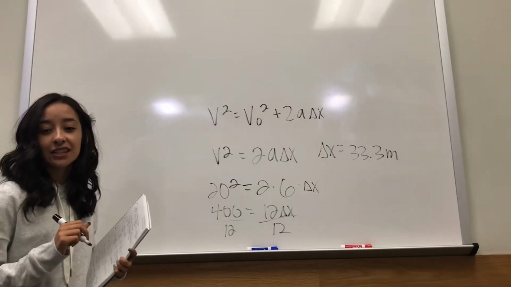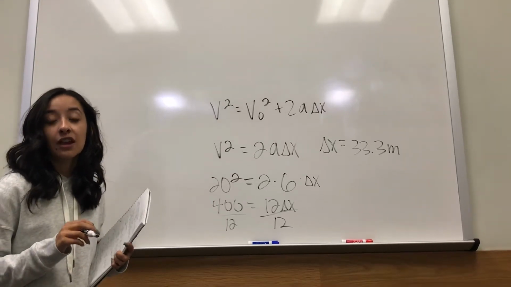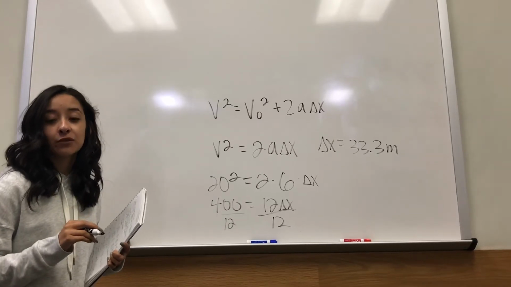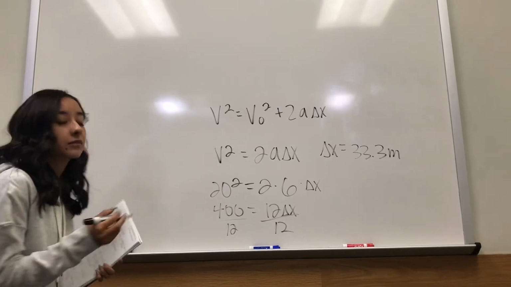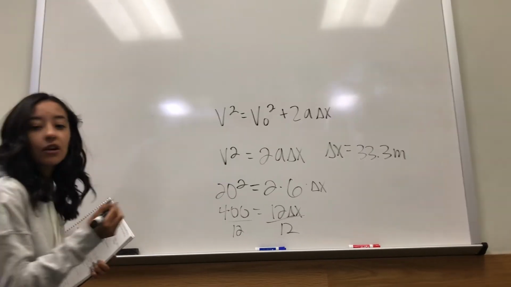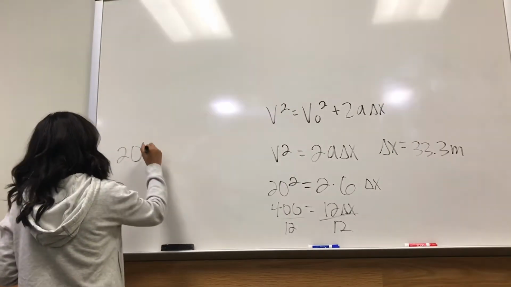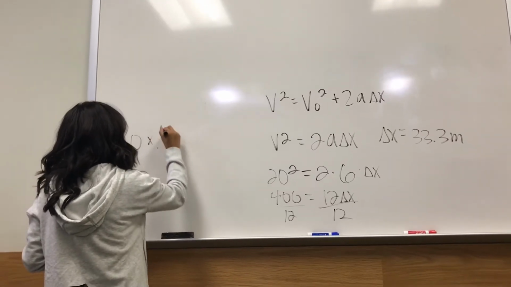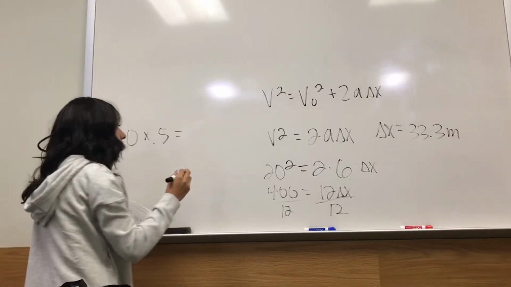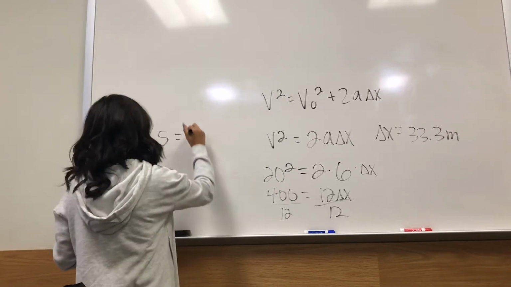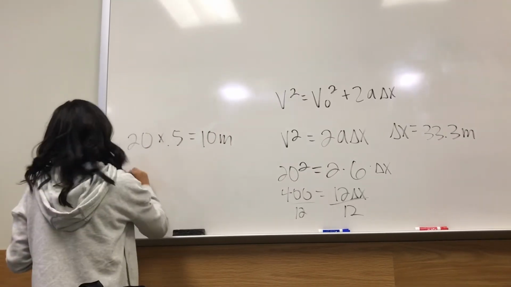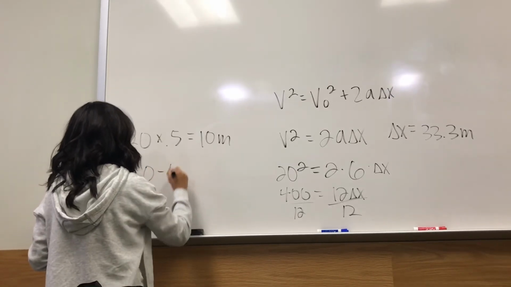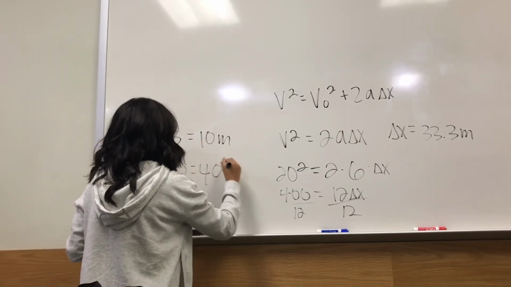So the question's asking us, can she stop the car in time to avoid collision? The obstacle is 50 meters in front of her, so we have to multiply her velocity and her reaction time to see if she stops in time. So it's 20 meters per second times 0.5 seconds, her reaction time. That gives us 10 meters. And we have to subtract it from how far the obstacle is in front of her, so it's 50 minus 10, so that's 40 meters.